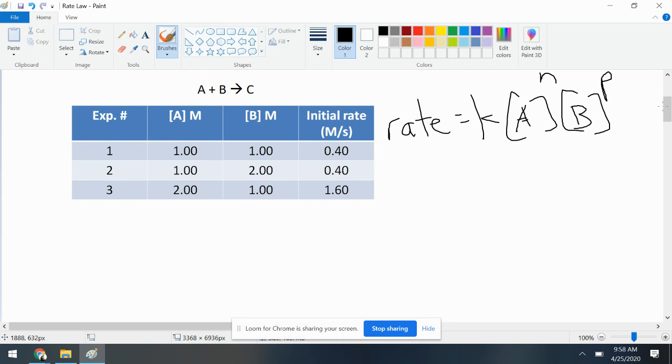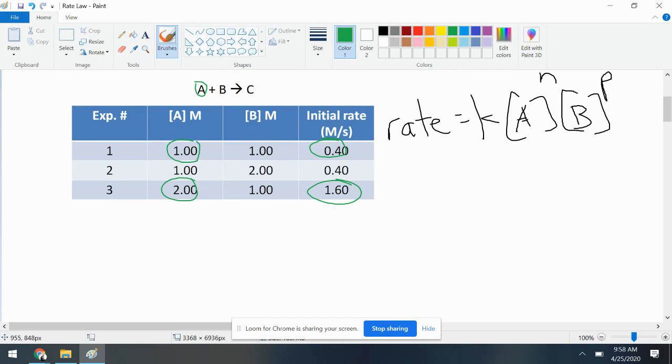So based on A, what I need to do is I need to pick two experiments, and I'm going to set up the ratio to solve for the reaction order. Okay, so the two experiments that I want to pick for A, it has to change. You can't have two experiments where A stays the same, and you have to make sure B stays the same. So for example, I'm going to use a different color ink. I'll use green for A. Okay, I'm going to pick experiment 1 and 3. Okay, here it is. 1 and 3.